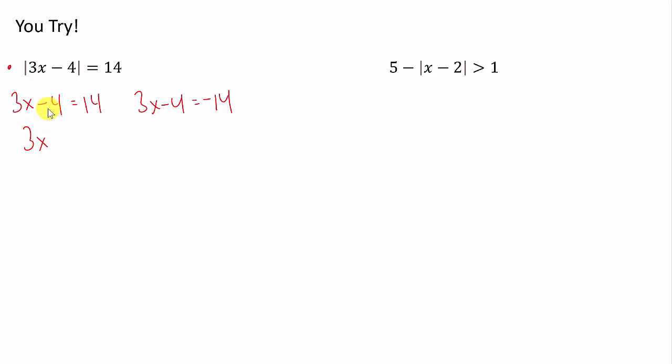We are going to solve this, so when I add my 4, I get 3x equals 18. Divide by 3, x is going to be equal to 6. Adding my 4 to the other side here is going to give me negative 10. Divide by 3, and I get x is negative 10 thirds. So x can only be two values here, either 6 or negative 10 thirds. And of course, you should check your answer in this.